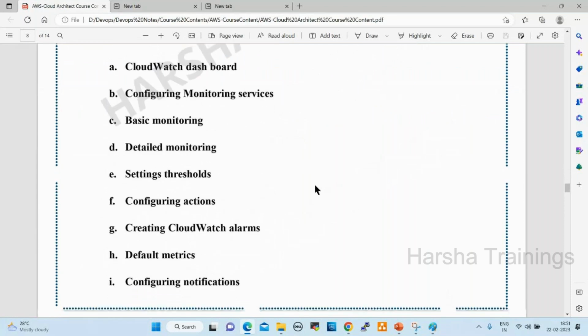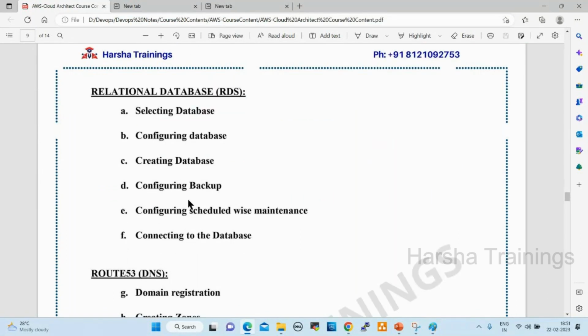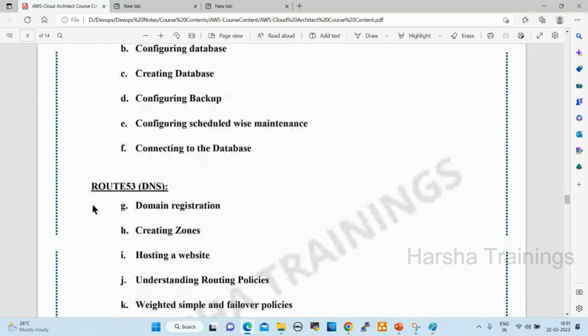Databases will also be covered here. We'll do a deep dive. RDS, relational database. We'll cover configuring backups, creating the database, configuring the database, selecting the database, connecting to the database, configuring scheduled maintenance. And Route 53, DNS. How can we work on Route 53? This will be a deep dive.